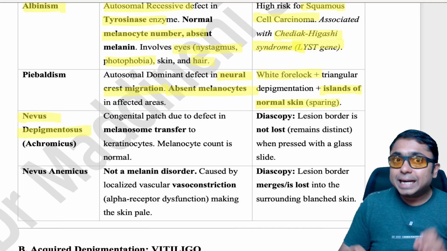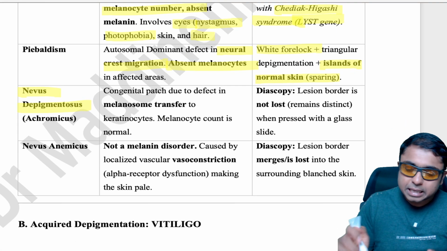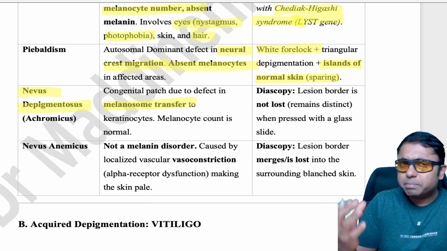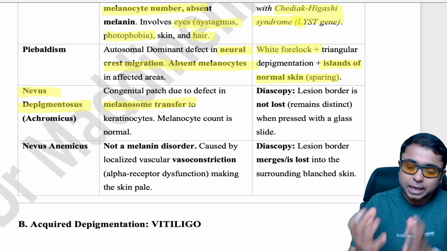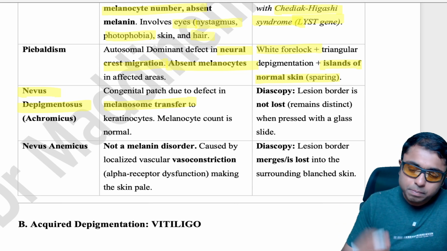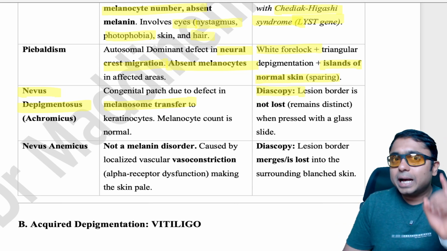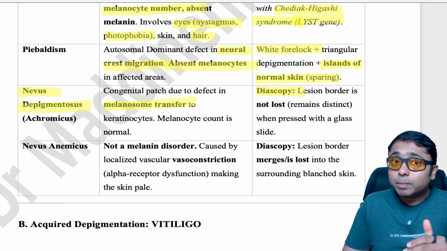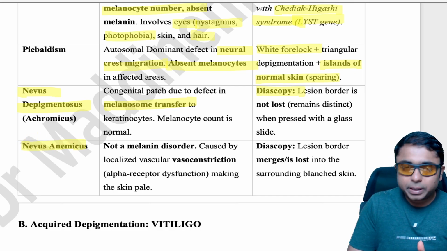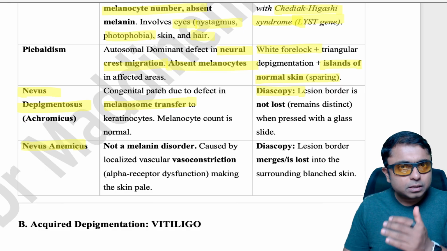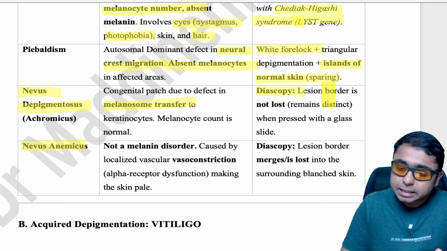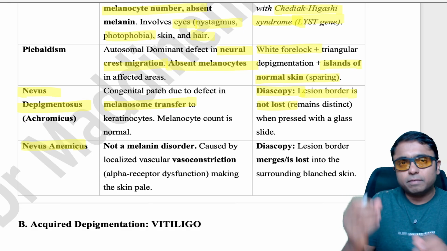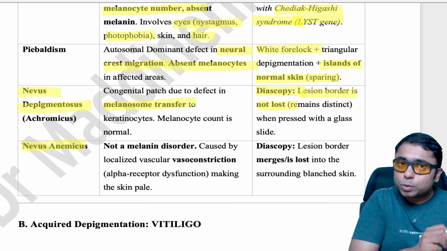Coming to nevus depigmentosus or nevus achromicus, here a congenital hypopigmented patch is seen because of a problem in the melanosome transfer from the melanocytes to the keratinocytes. If you do a diascopy, it is not going to help you differentiate between this and one more type of nevus, which is called nevus anemicus. In nevus achromicus, the lesion border is not lost, and there is no difference between before and after the diascopy.